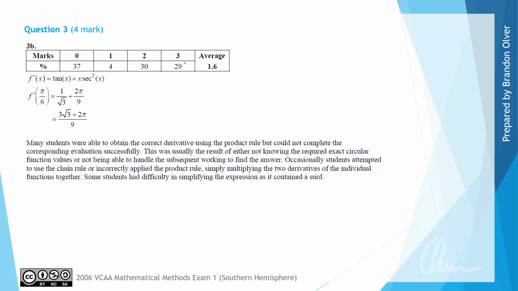From the examiner's report, we can see that about 30% of students receive full marks and another 30% of students receive 2 marks. So many students were able to obtain the correct derivative using the product rule, but could not complete the corresponding evaluation successfully. This was usually a result of not knowing the required exact circular functions values, or not being able to handle subsequent working. Occasionally students attempted to use the chain rule or incorrectly applied the product rule, simply multiplying the 2 derivatives. Some students had difficulty in simplifying the expression as it contained a surd.